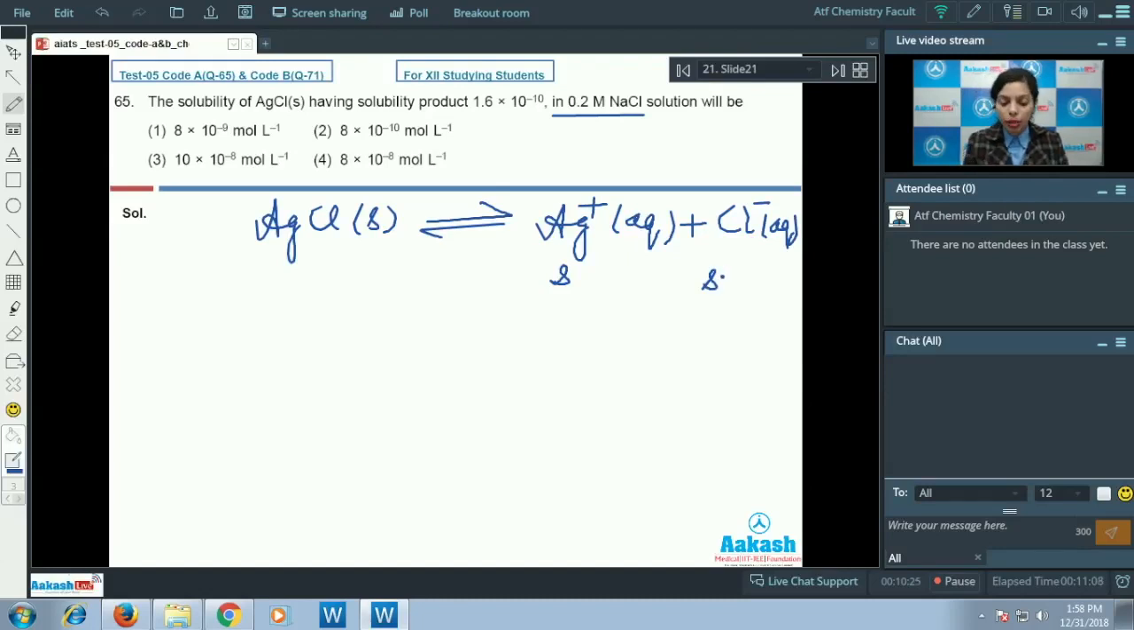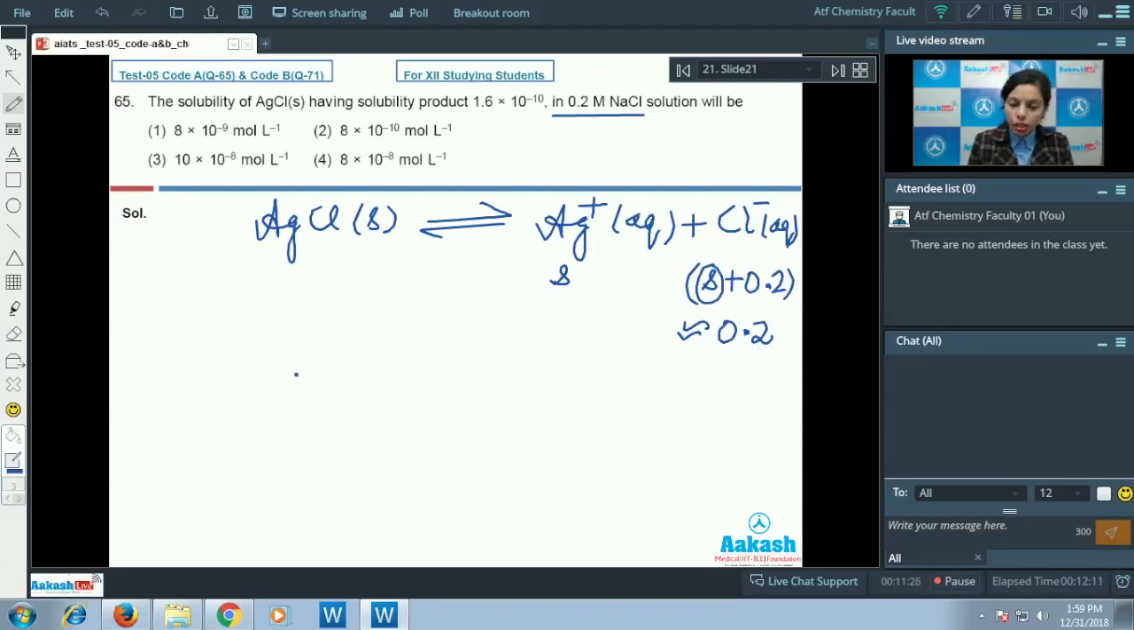But one thing you should always remember that in the question it is clearly mentioned that AgCl is present in 0.2 molar NaCl solution. It means the solubility of chloride ion is due to this NaCl solution also. So, the total concentration of this chloride ion is S plus 0.2 molar. And one more thing is also there. Due to the presence of common ion, this chloride ion is the common ion here, and due to its presence, the dissociation of AgCl would be reduced. And definitely in that case, the solubility of chloride ion is 0.2 molar only. Why? Because S value is quite low. That's why. So in this case, this is equal to 0.2 only.